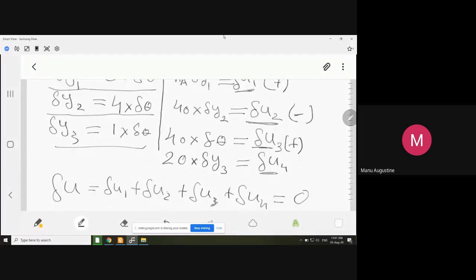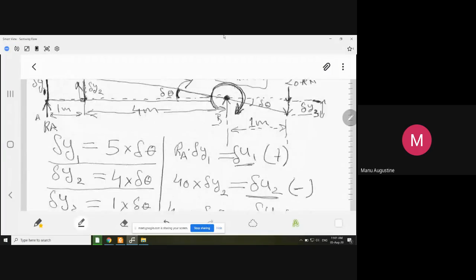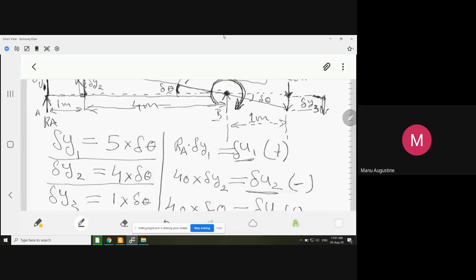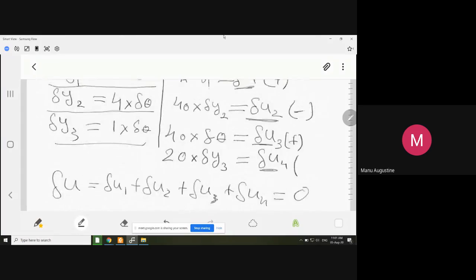नाउ प्लीज समबडी पुट ऑन द माइक्रोफोन एंड टेल मी द करेक्ट साइन फॉर डेल्टा यू फोर. डेल्टा यू फोर जो है वो वाई थ्री से प्रोड्यूस हो रहा है. देखो, पॉजिटिव होगा, ये पॉजिटिव होगा. क्यों? क्योंकि डेल्टा वाई थ्री यहां से नीचे को प्रोड्यूस हुई जो कि डाउनवर्ड थी, और फोर्स आपकी डाउनवर्ड है ऑलरेडी. तो चूंकि दोनों डाउनवर्ड हैं, सेम डायरेक्शन होने के कारण दिस विल बी पॉजिटिव, ठीक है?